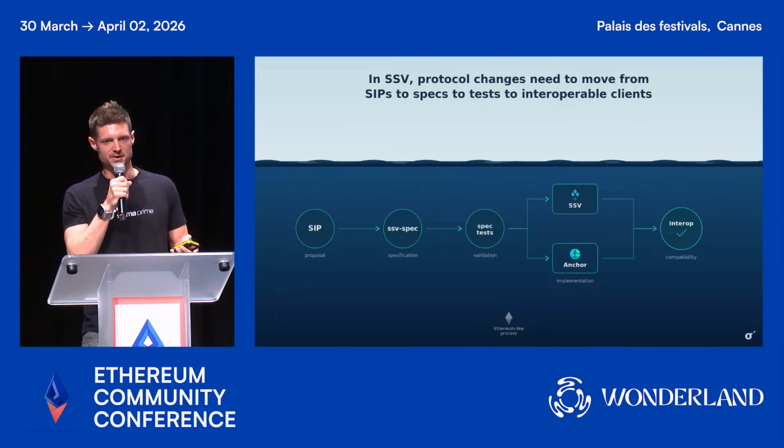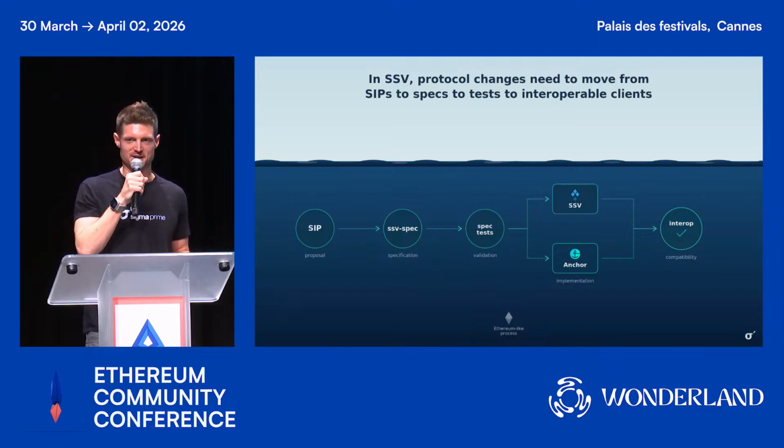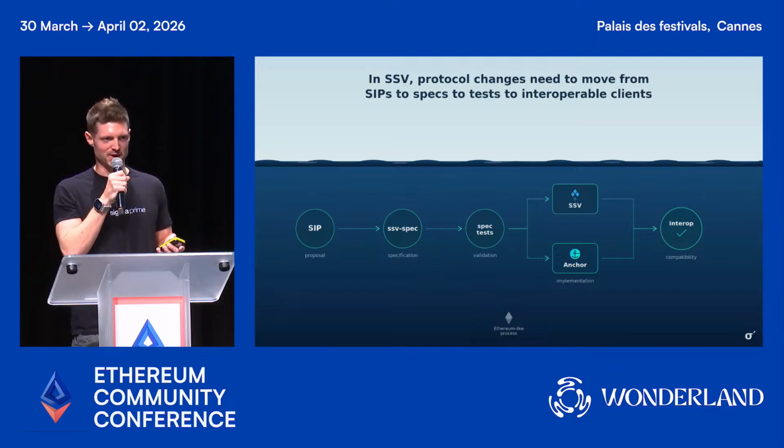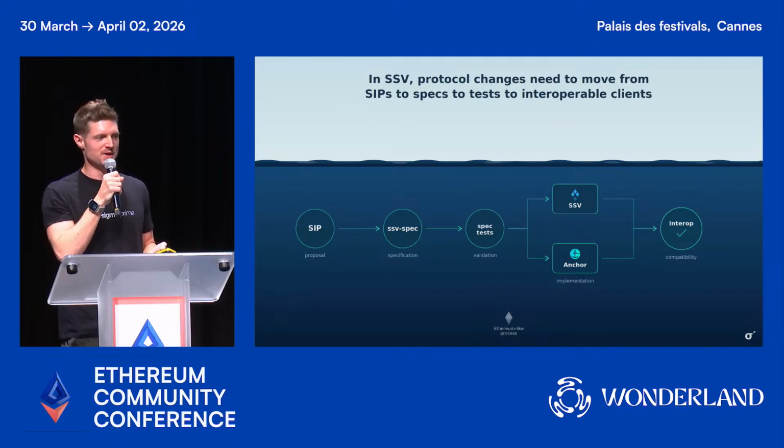Then the Go SSV and Anchor nodes will do DevNet and TestNet interops, where we will, let's say, be on Hoodi and make sure that their duties are being signed properly. After that, we can do an explicit network upgrade.